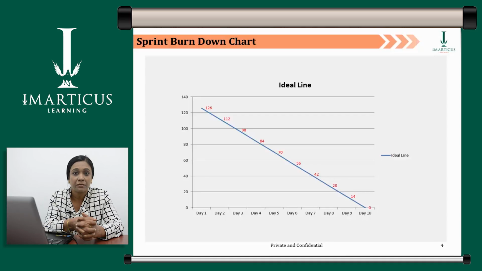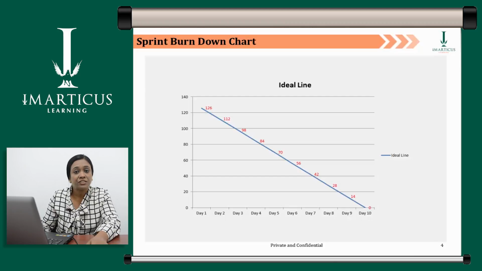Each number plotted on the graph is the preceding value subtracted by 14. So, 140 minus 14 gives me 126. 126 minus 14 gives me 112. And 112 minus 14 gives me 98. So, every preceding value is subtracted by 14, and that's how I get the ideal line plotted on the graph.